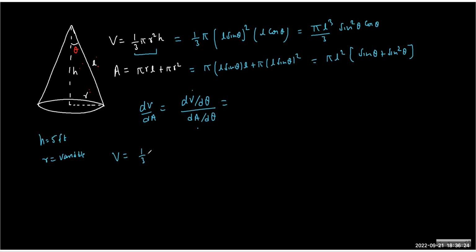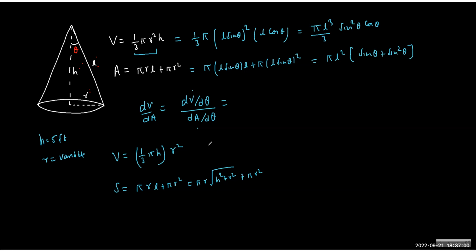So volume is 1 by 3, we can take pi h common, and r square is variable. And the area, or you can say S, is how much? Pi r L plus pi r square. So that's fine. I can either substitute L here, or you can differentiate separately, which will be slightly difficult to do. You can do it separately in a better way.